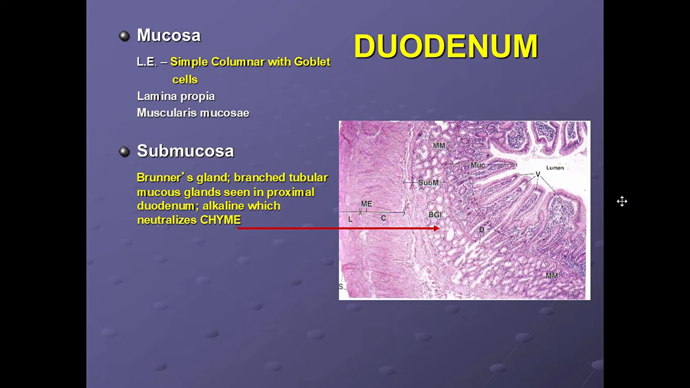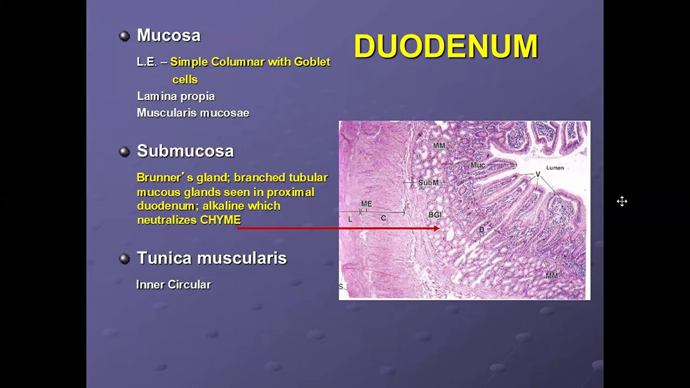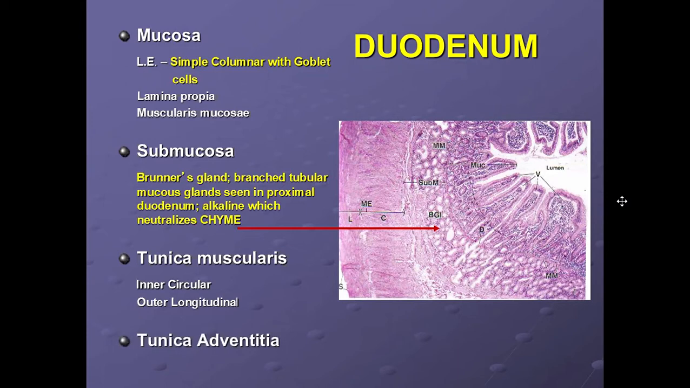So, duodenum. Take note, this Brunner's gland is always given in the practical. Identify it as a Brunner's gland, and then the question, where do you find this in the submucosa? Or what important structure you could see in this layer? So you say Brunner's gland. Tunica muscularis, again, two smooth layers, inner circular, outer longitudinal. And of course, last is tunica adventitia.